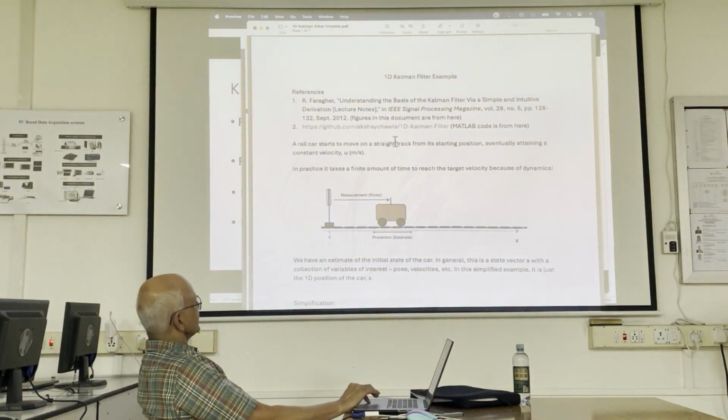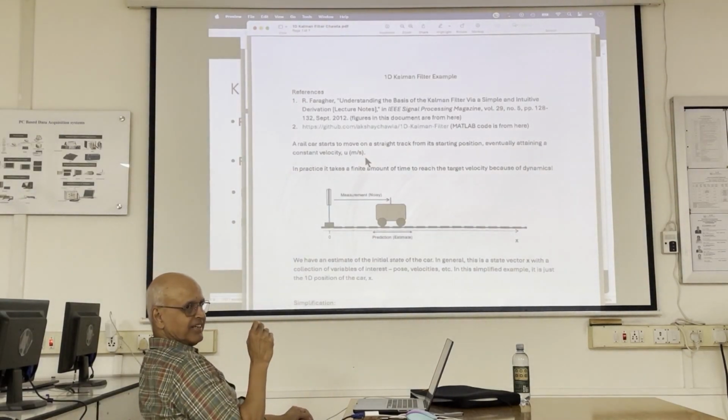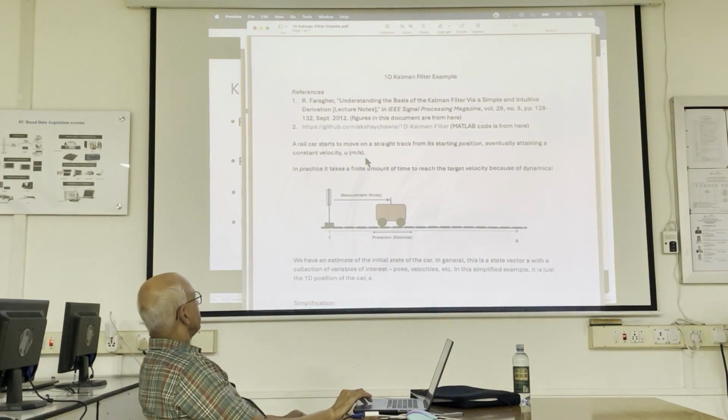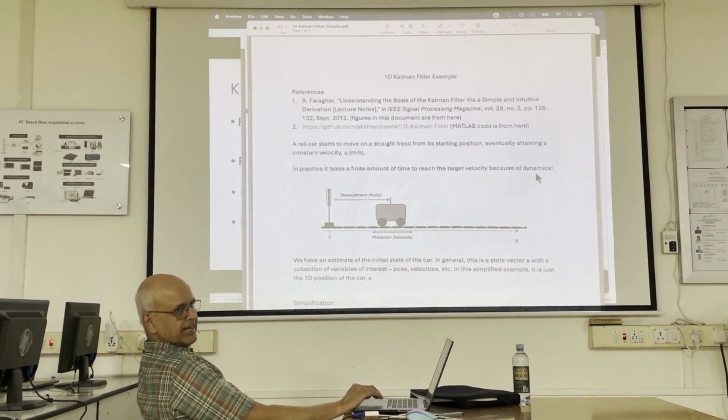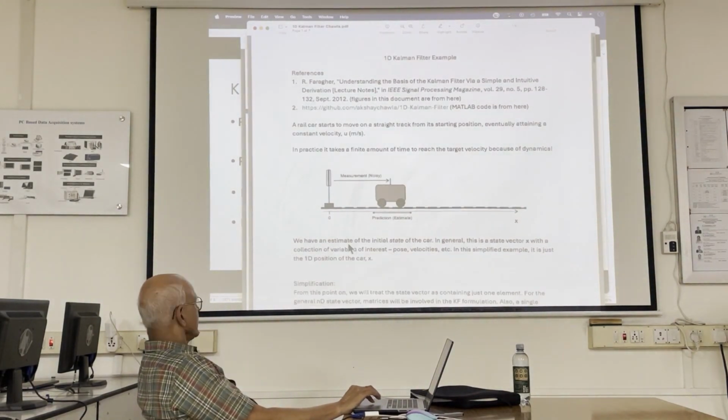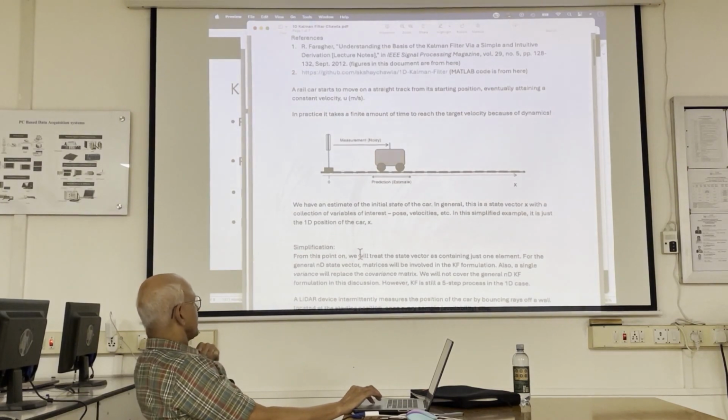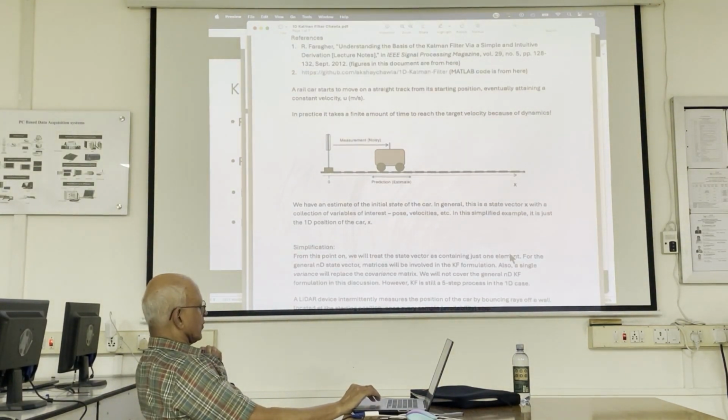A rail car starts to move on a straight track from its starting position, eventually attaining a constant velocity u. See, eventually, it can't immediately get to u meters per second. In practice, it takes a finite amount of time to reach the target velocity because of dynamics, right? So, nice picture. We have an estimate of the initial state of the car. In general, this is a state vector x with a collection of variables of interest: pose, velocities, etc. In the simplified example, it is just the 1D position of the car. So, from this point on, we treat the state vector as containing just one element. For the general n-dimensional state vector, matrices will be involved in the KF formulation.